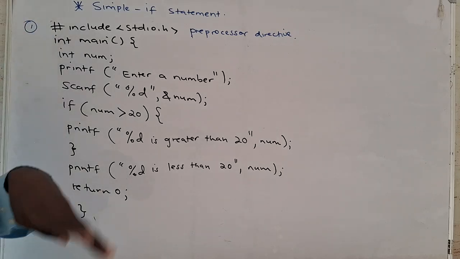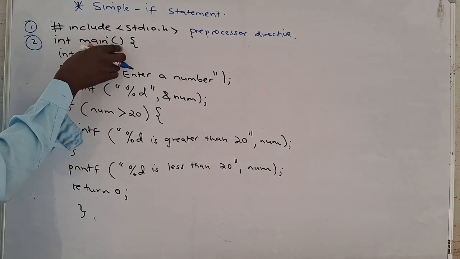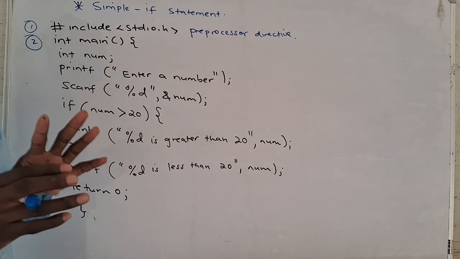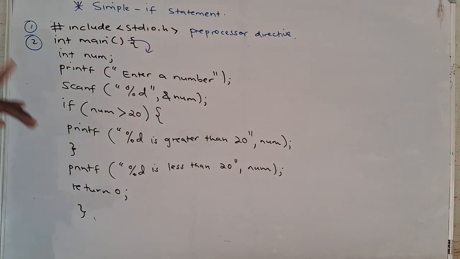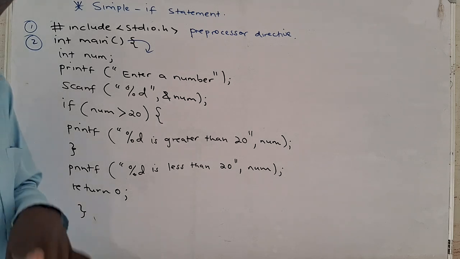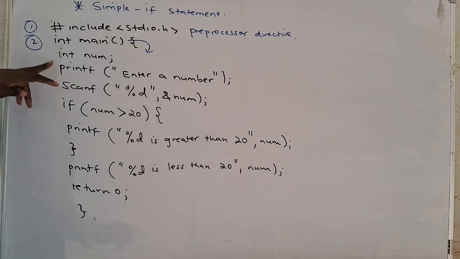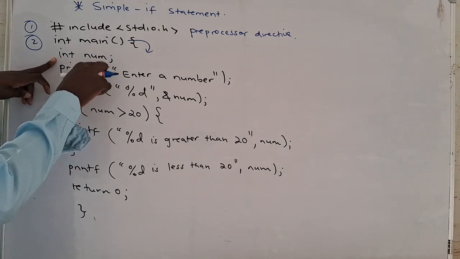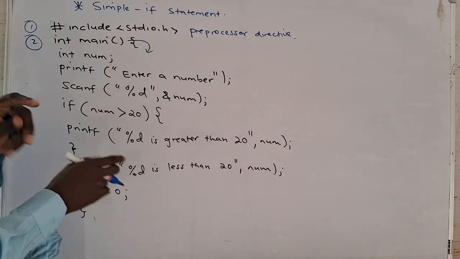Then what is the next thing? It is going to check for the main function. This is the main function, int main. Then it is going to enter into the main function. Now it is going to execute the statements in the main function sequentially. So this statement is the first statement in the main function, so this statement is going to be executed first.